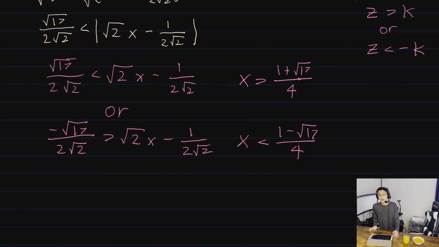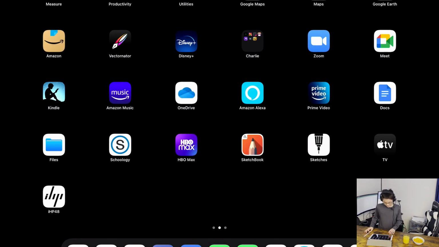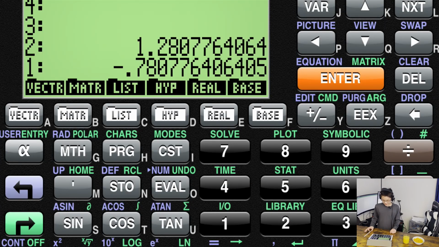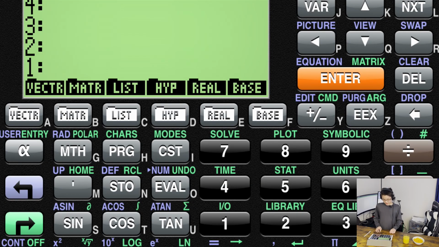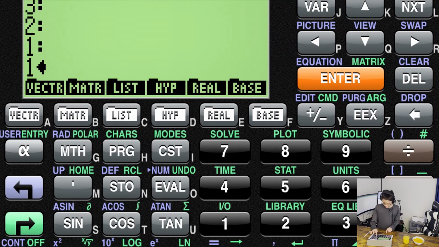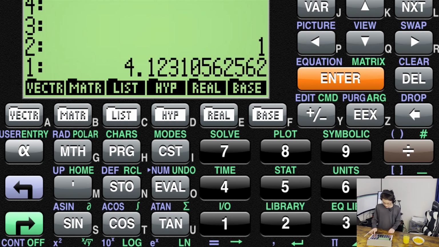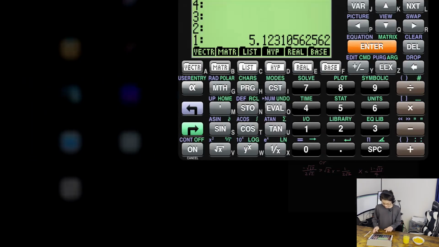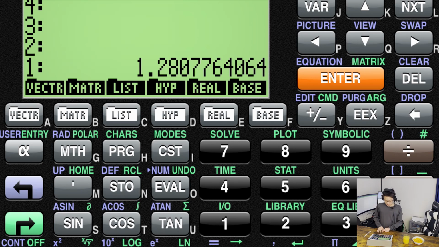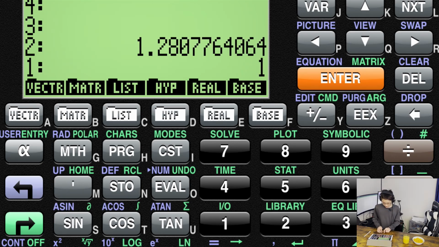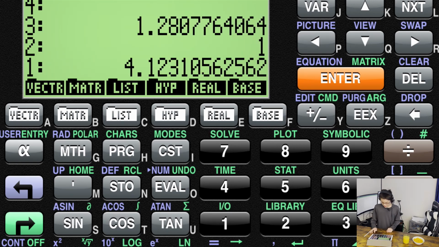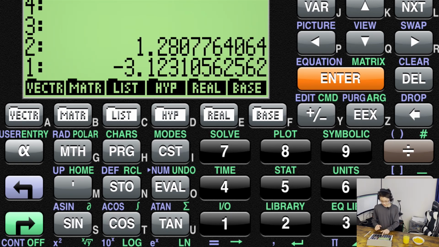I don't think we're in school, so we could use our super duper reverse Polish notation calculator, the HP48. Let's get rid of everything. So we have 1 plus square root of 17. Add these together, and we divide this by 4. So it's going to be approximately 1.3, and we could do the same: 1 enter, 17 square root, subtract these, and then we can divide this by 4.